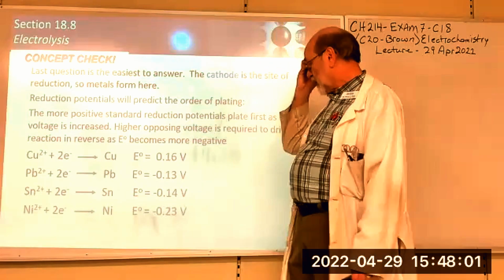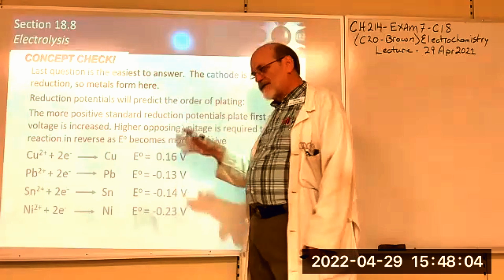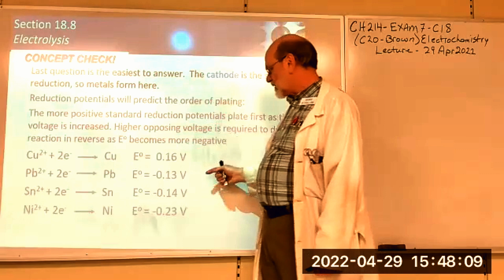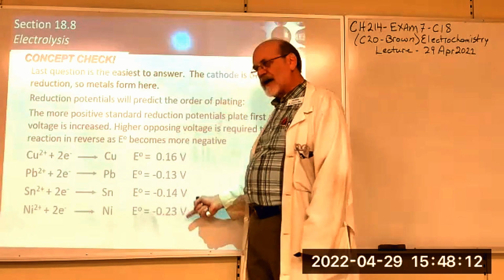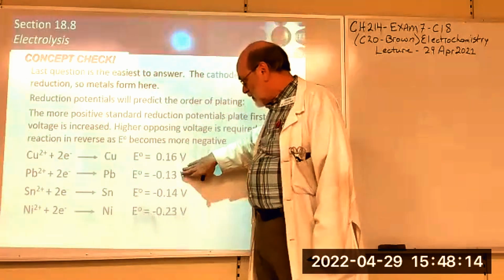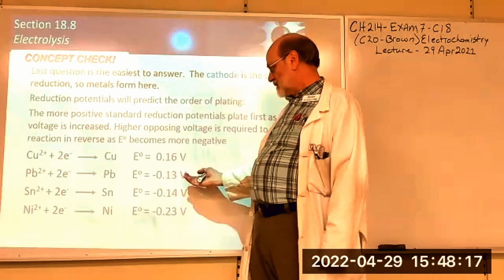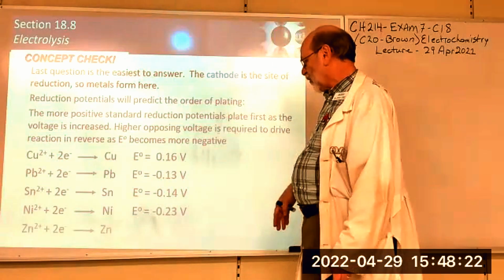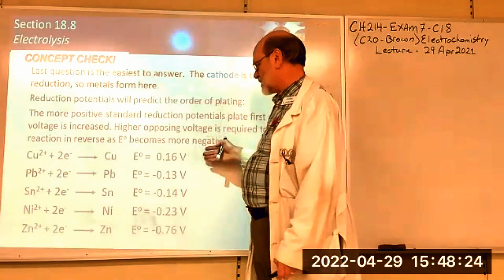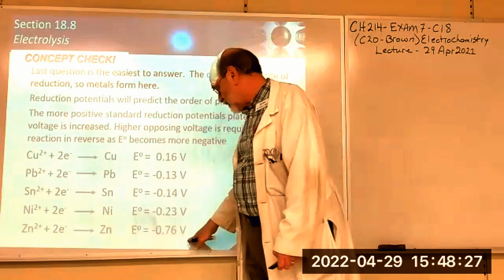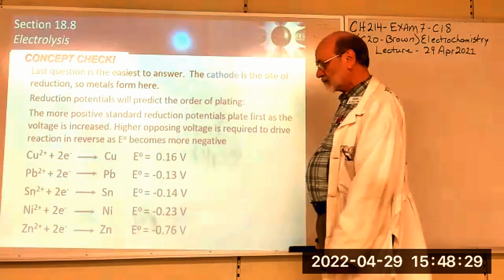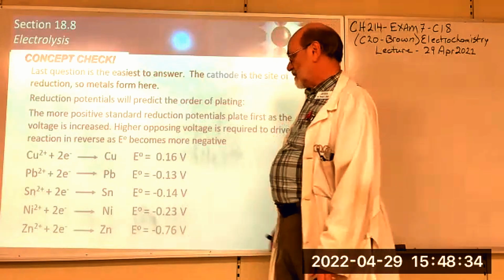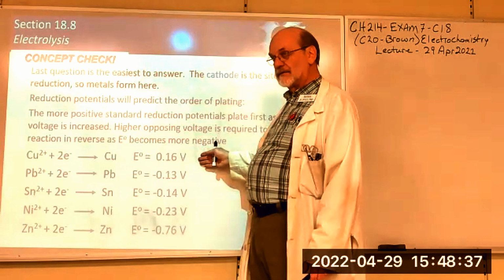The reason being, as you drive electrons through there under voltage, it's got to oppose a higher and higher voltage. So the more positive is the more spontaneous. It takes a lot for zinc. What that means is, from an economic standpoint, it's cheaper to plate copper than any of them.